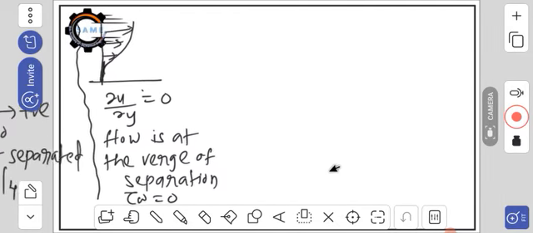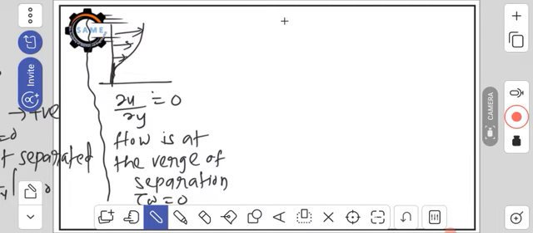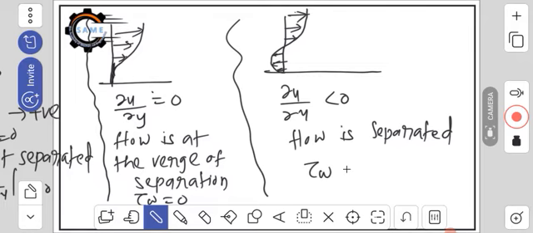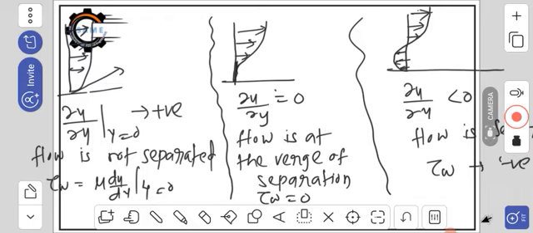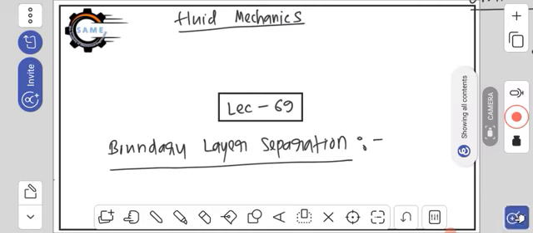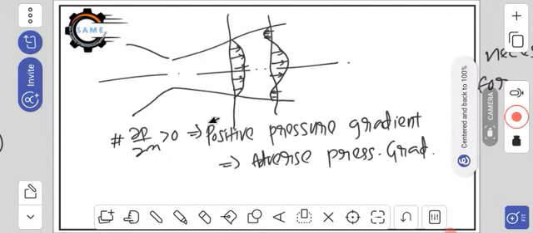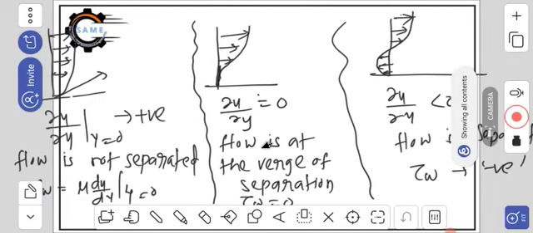Now we will see another case when the flow will separate. Suppose the velocity profile makes a shape like this. Now in this case, what is du/dy? Here du/dy is less than 0, which means the flow is separated. You understood this? And here the wall shear stress is negative. Let me go here. You understood this? This is how the condition is required.